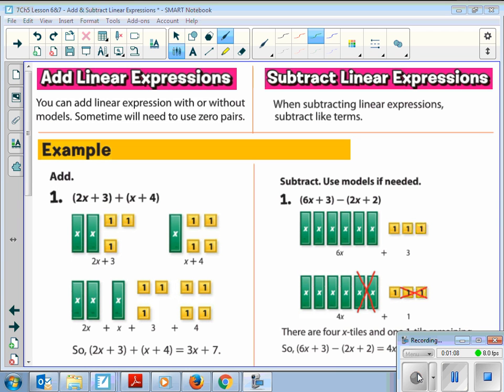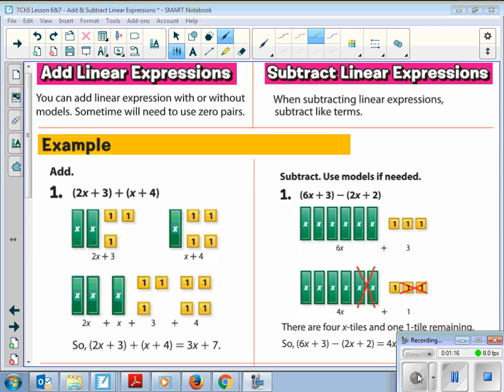So we are going to add and subtract linear expressions. You can add using models here. And when we add or subtract linear expressions, all we're doing is putting our like terms together. We're combining like terms, keeping in mind that the operation is also the sign of the number that follows.